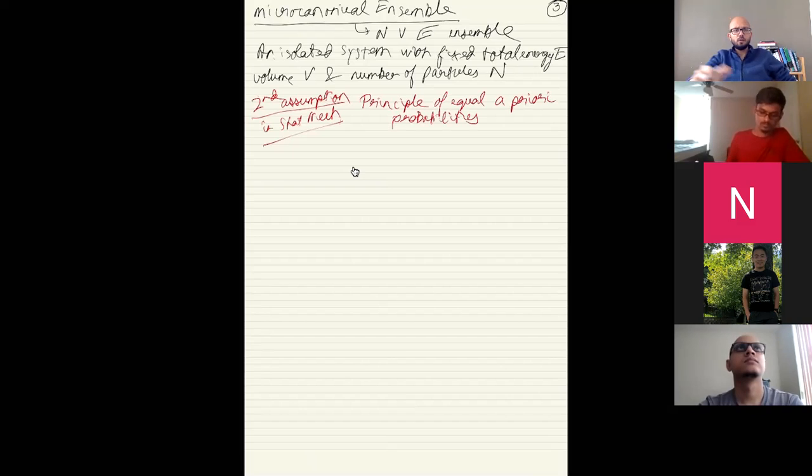You can't say anything. You have no way of judging whether one microstate is preferred over another microstate, as long as that microstate has the right energy, volume, and number that you are enforcing. Since it cannot exchange energy with the reservoir, with the outside world, the total energy is constant.